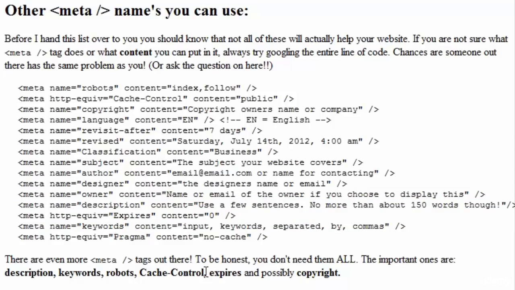Now there's even more meta tags out there, and to be honest, you don't need all of them. Here are some of the important ones though. Description, keywords, robot, cache control. This one's a little bit different because it uses the HTTP equiv instead of the name. When the page expires, same thing, HTTP equiv. And possibly copyright if you want that to be in the source code.